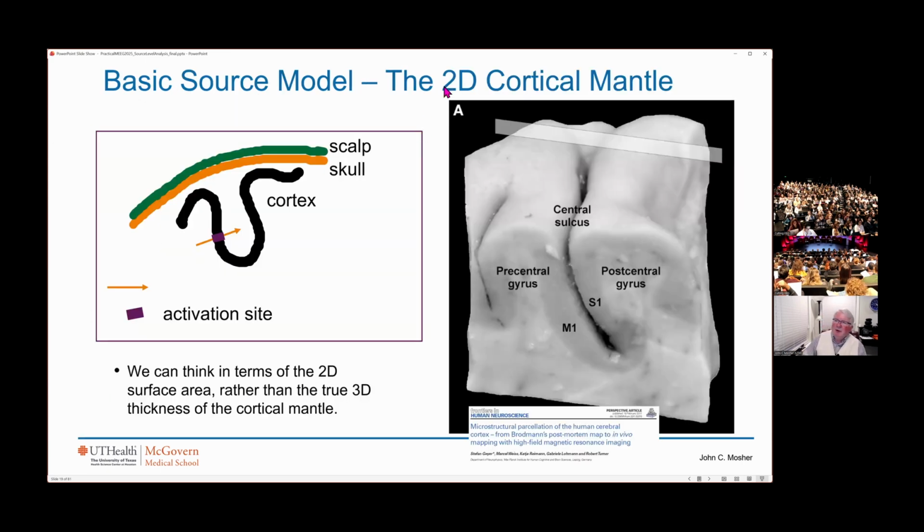And let's just set up then the 2D cortical mantle. We can go everywhere. We can see it very clearly here, but we'll go into the MRIs and pull this out. Set up this cortical mantle, and at each little place in the cortical mantle, just make this little columnar column there and say we have primary current pumping up and down there, and then we put our other boundaries in. But it definitely lets us think in terms of the 2D surface area rather than the true 3D thickness of the cortical mantle.